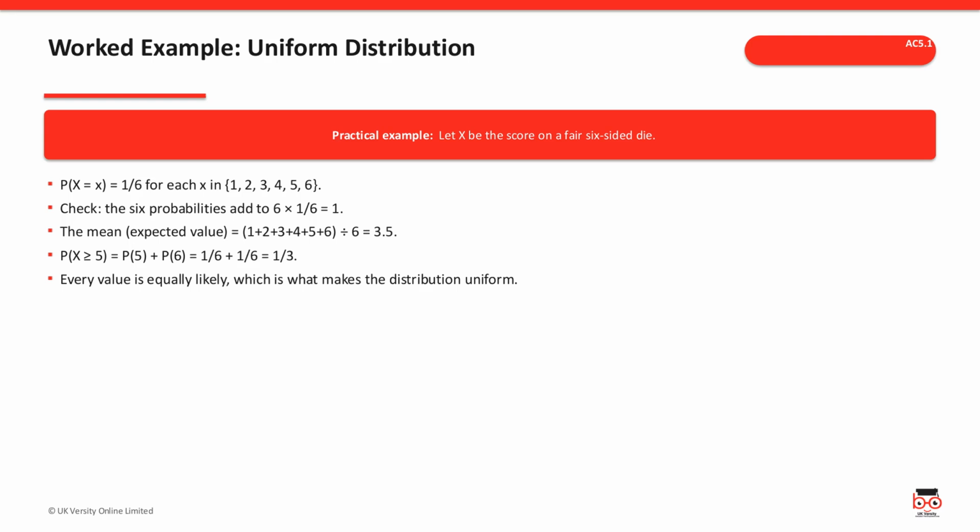Let's make that concrete with a fair six-sided die, calling the score x. The probability that x equals any particular value, x, is 1/6 for every x from 1 to 6. As a check, 6 lots of 1/6 add to 1 exactly as they should. The mean or expected value is 1 plus 2 plus 3 plus 4 plus 5 plus 6, all divided by 6, which is 3.5. And the probability that x is greater than or equal to 5 is the probability of a 5 plus the probability of a 6. That's 1/6 plus 1/6, which is 1/3.